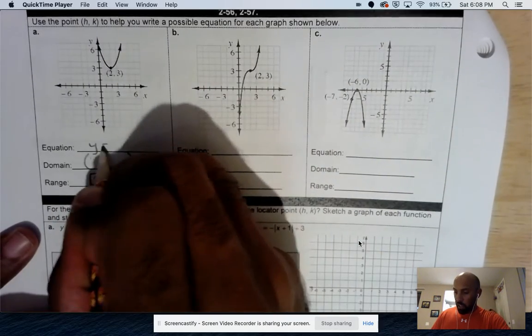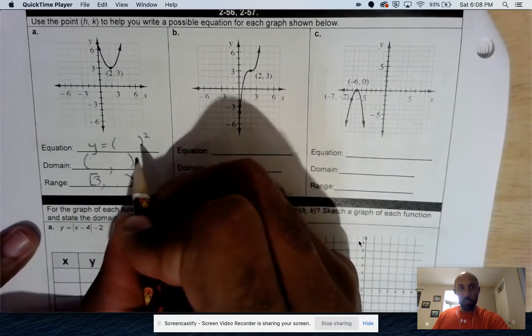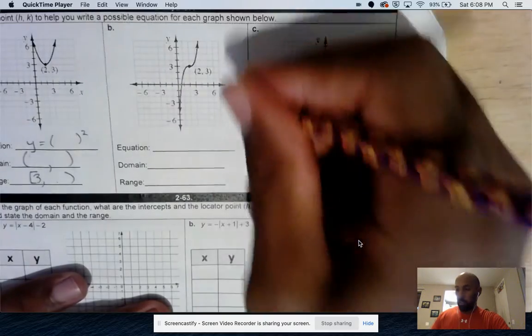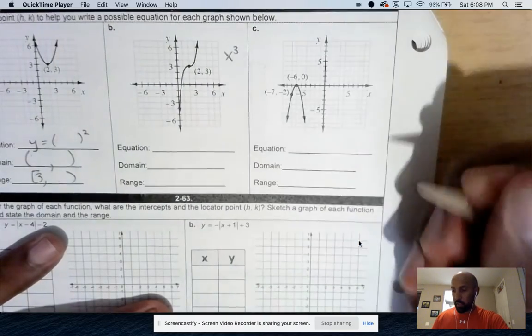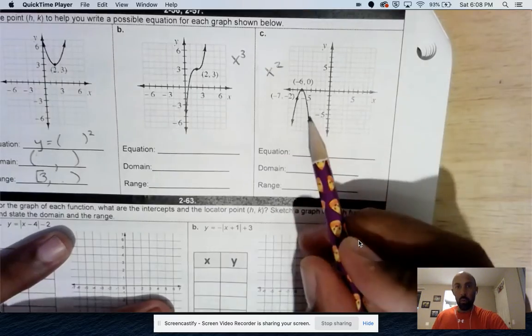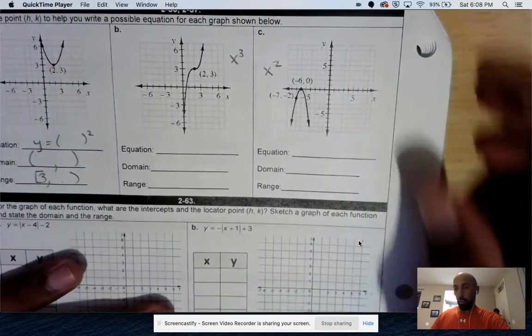The equation again, just like we did in the last problems we just did, go ahead and plug in your vertex. Again, here's a cubic function, so we're going to take that same approach. And here's another quadratic function. There's your vertex. So again, do it just like you did on the ones before.